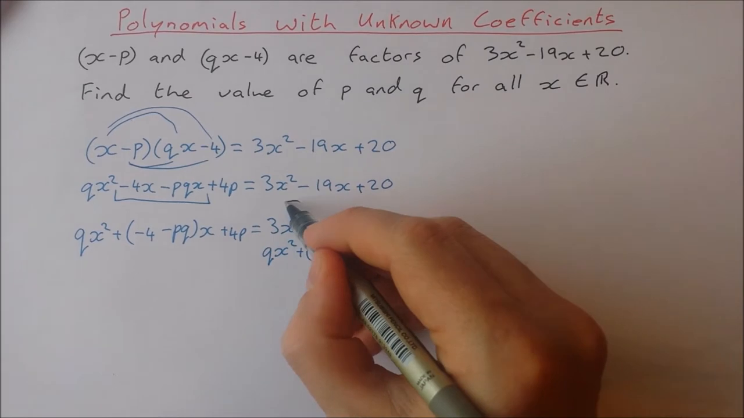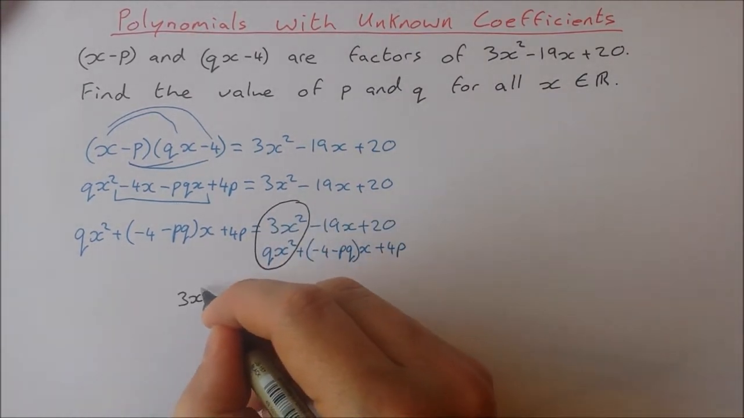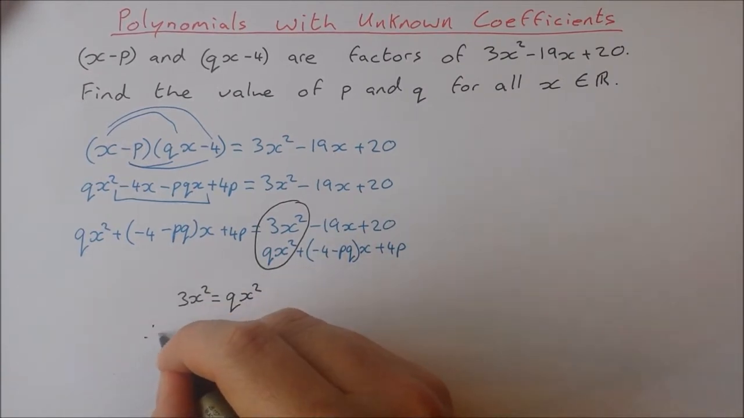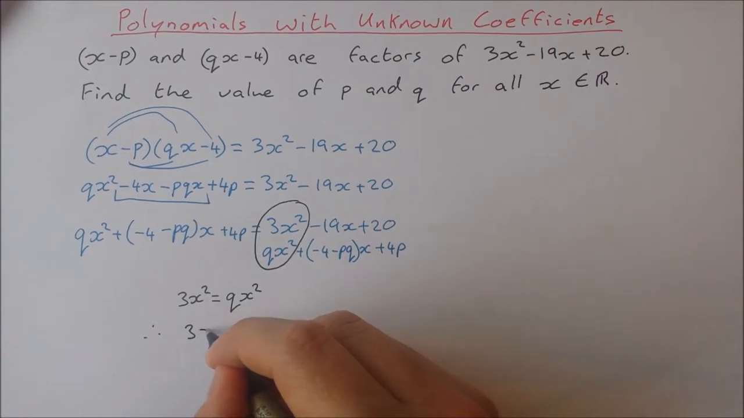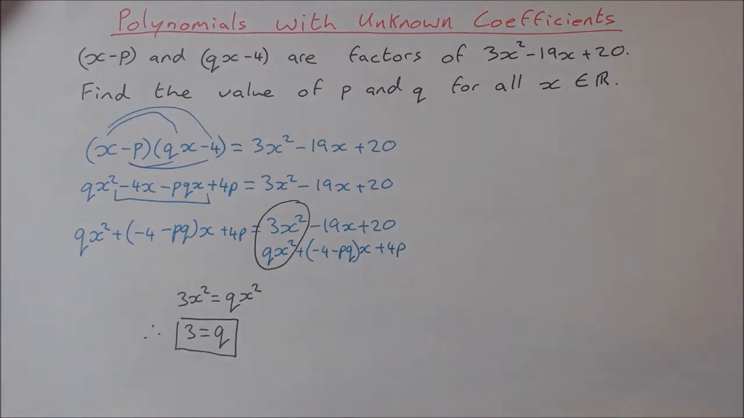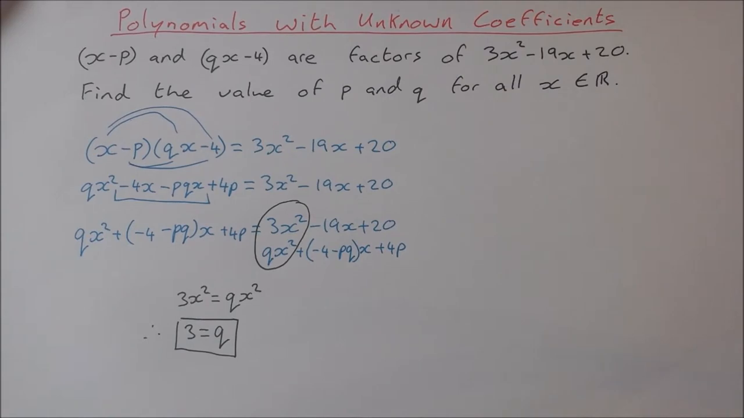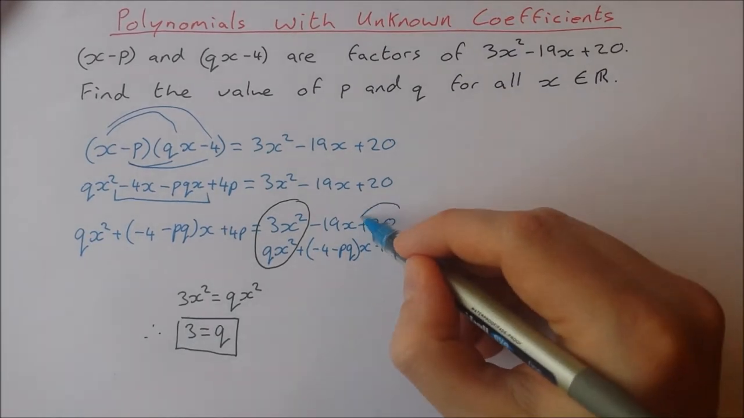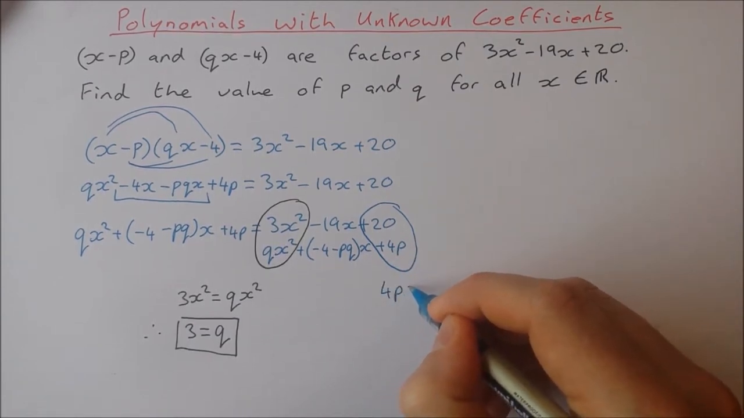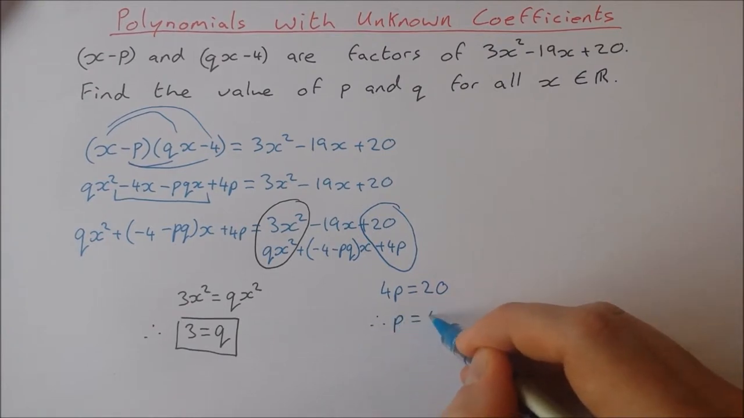Now, the x squared parts are equal. So 3x squared is equal to qx squared. Therefore, 3 is equal to q. So q is 3. I can do the same for the x parts, but I've just noticed that the constants might be easier to deal with. 4p is equal to 20. Therefore, p is equal to 5.